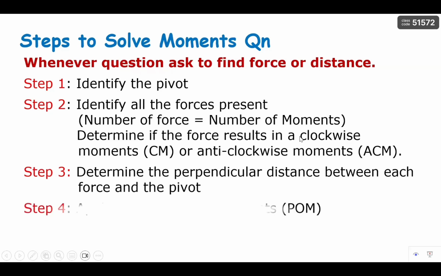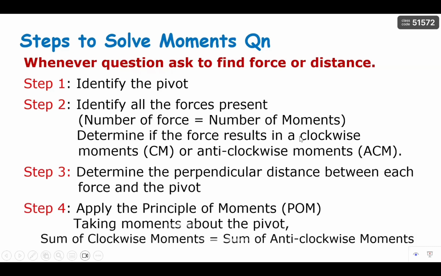Then after that, I apply the principle of moments, POM, which says that I need to write these 2 statements down, taking the moments about the pivot, or about P or about Q, which is the pivot point. The sum of the clockwise moments equals the sum of the anti-clockwise moments. And I have some students who ask me, can I write short form? Sum of CM equals sum of ACM.